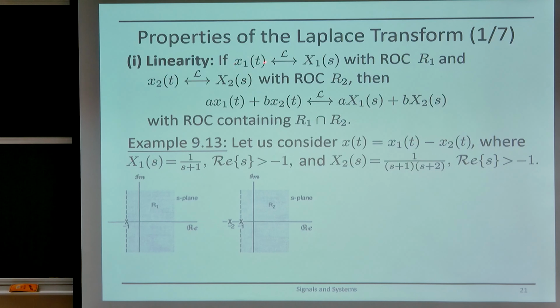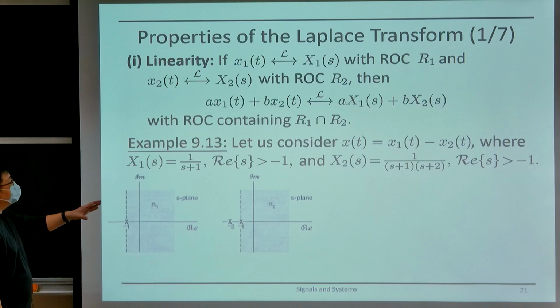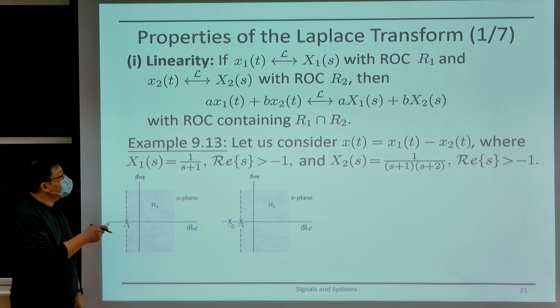So suppose that x1 has Laplace transform capital X1, x2 has Laplace transform capital X2, then a linear combination of x1 and x2 will have a Laplace transform that is the linear combination of capital X1 and capital X2. The only thing that you need to really be careful with is how to specify the region of convergence after performing this combining.